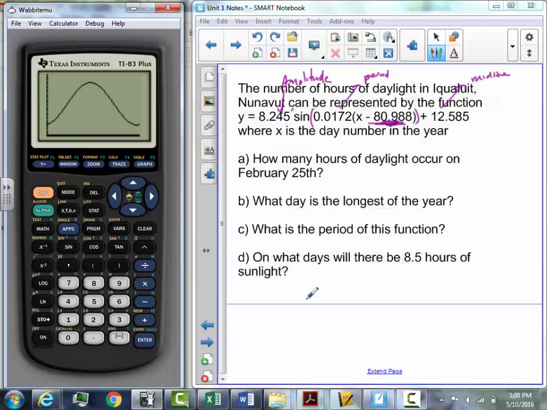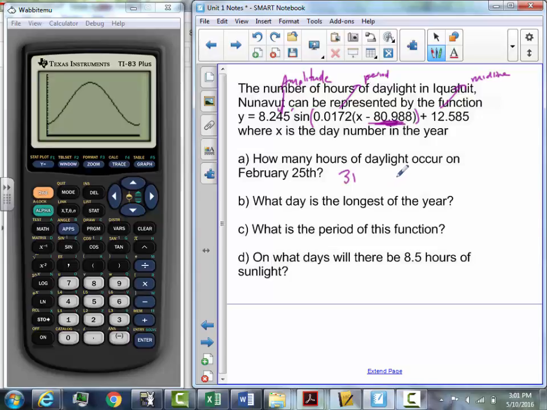We're good. Okay, so let's try to problem solve now. We need to figure out how many hours of daylight would be on February 25th. So once you count, okay, well, what day of the year is February 25th? Well, it's not the 25th day of the year, right? How many days are in January? 31 in January. 31 days in January, plus there's 25 more days in February. So we're looking for day number 56.